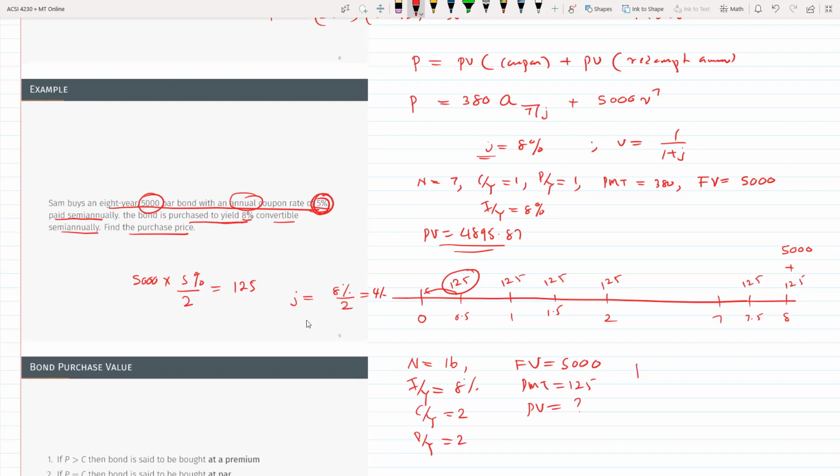So if I want to write the formula, this would be 125 a angle 16 at J. What's the J? J is the effective rate for 6 months. Now in here, the nominal rate is 8%, compounded semi-annual. So basically, if I use our notation, i(2) is 8%. Then i(2) divided by 2, which is for 6 months, is 4%. So that would be J. So J is actually 4%. Remember, J is the effective rate per coupon period. So the effective rate per coupon period is 4%.